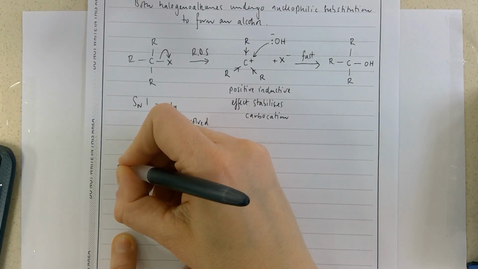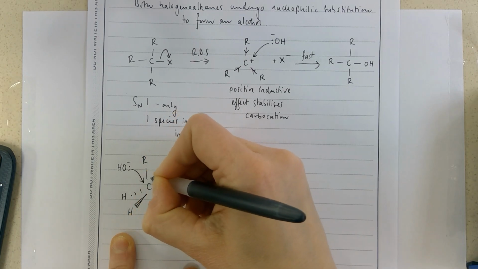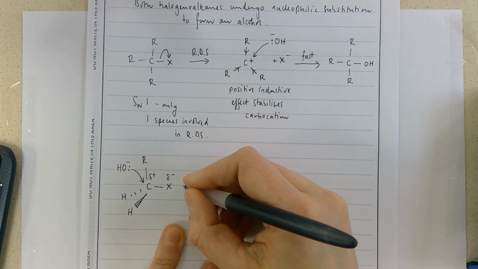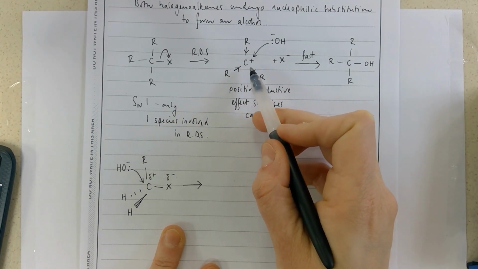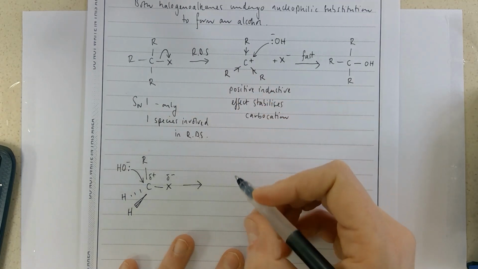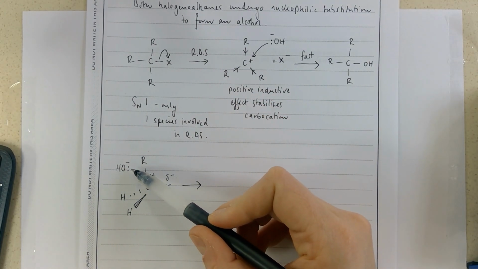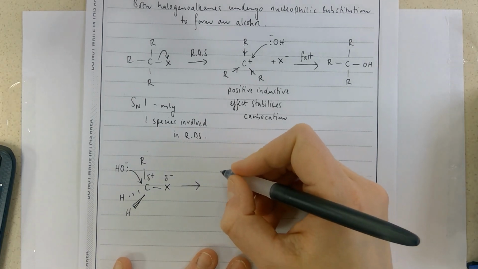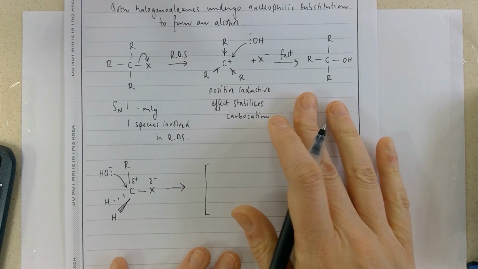So what happens instead is the OH minus nucleophile attacks the delta positive carbon atom. And rather than getting an intermediate that we can isolate, a charged intermediate, we get a transition state, and a transition state just shows the new bond partially formed and the old bond partially broken. So I'll draw the transition state since the question asks me to. We tend to draw them in square brackets.